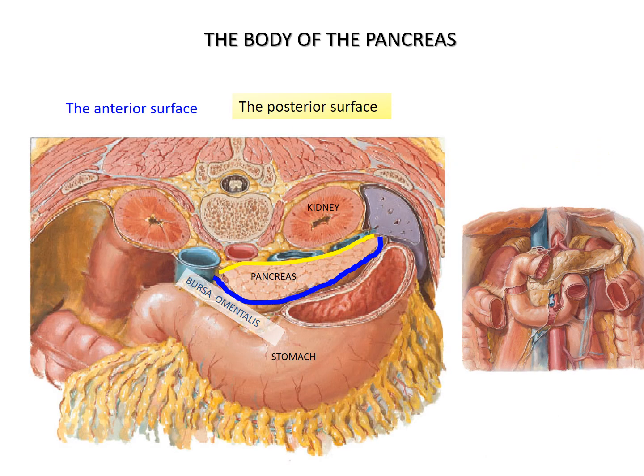On the left picture you can see the anterior and posterior surfaces of the body of the pancreas. The blue color represents the anterior surface and the yellow color represents the posterior surface. The anterior surface of the body of the pancreas faces anterosuperiorly into the omental bursa. It is covered with the peritoneum. It is related to the posterior surface of the stomach.